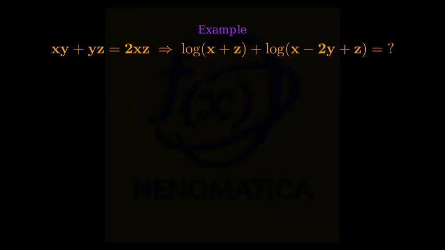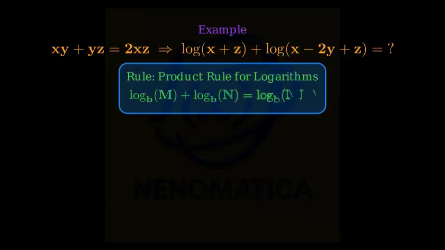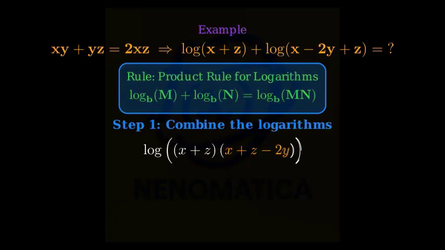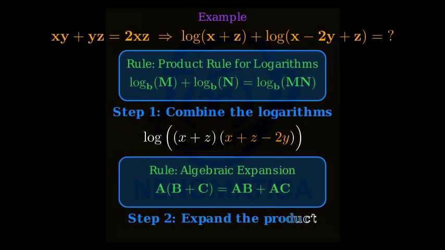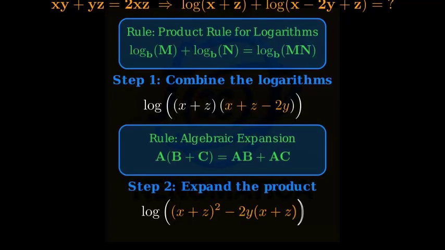Example. We will simplify a logarithmic expression using a given condition, step by step, following the exact structure shown on the screen. Problem. Given the condition xy plus yz equals 2xz, simplify the expression log of x plus z plus log of x minus 2y plus z. Step 1. Use the product rule for logarithms to combine the two logs into a single log. Step 2. Expand the product inside the logarithm and gather like terms. Step 3.